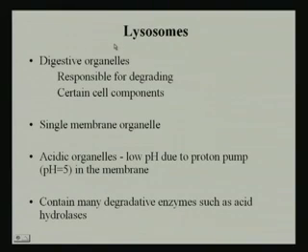Now, the next important organelle present in the cell is the lysosome. Lysosome is also known as the digestive organelle, which is a single membrane-bound organelle. It is an acidic organelle, and its pH is in the range of 5 inside the membrane. It contains degradative enzymes such as acid hydrolase.